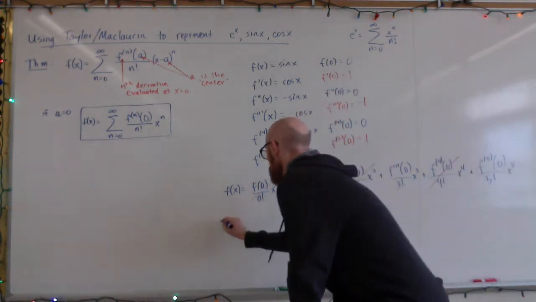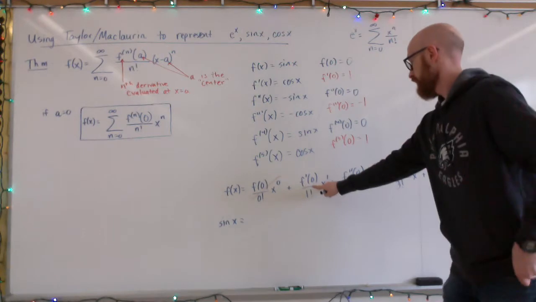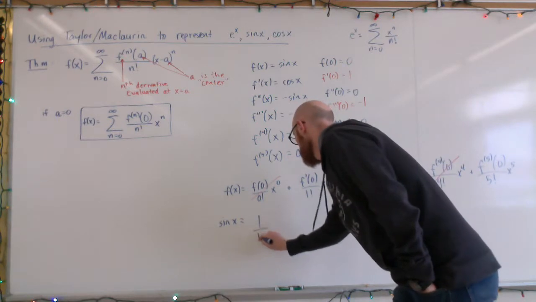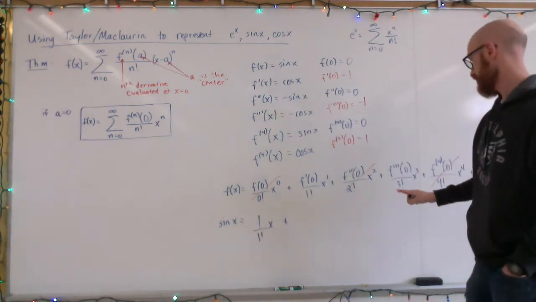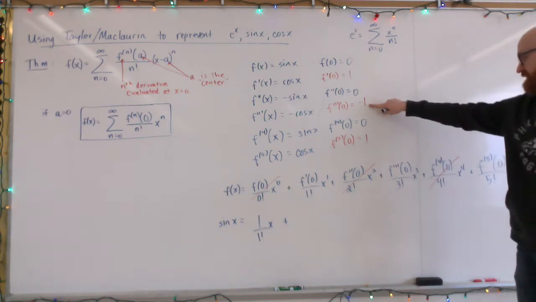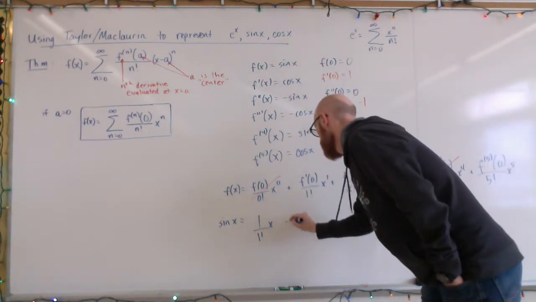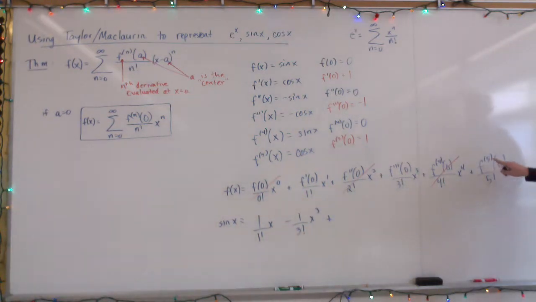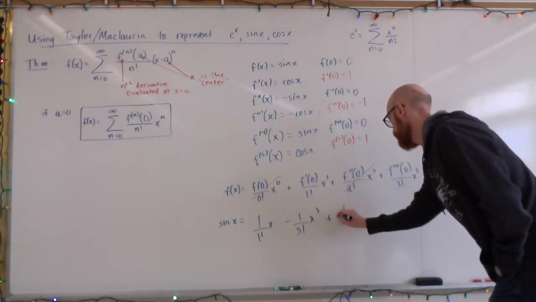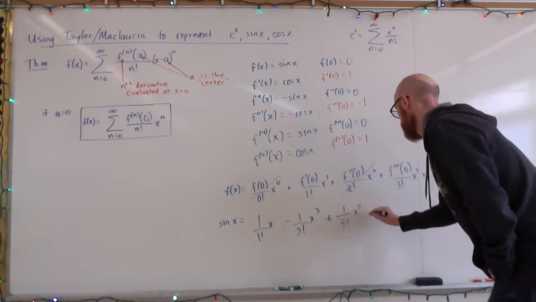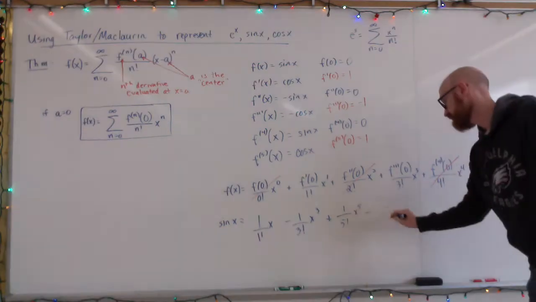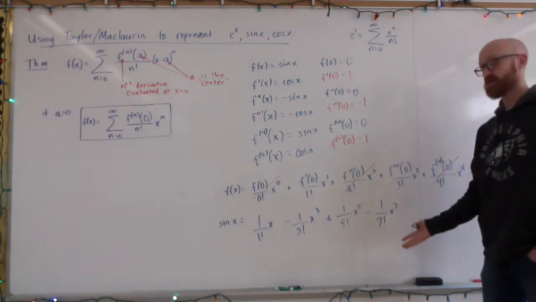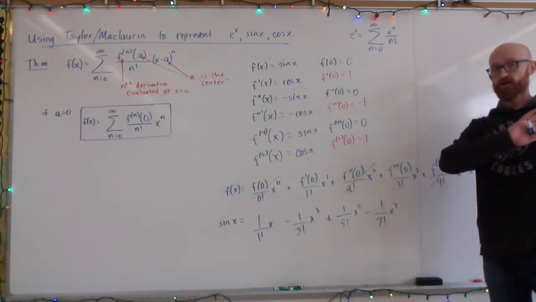So what do we have left? Well, f of x is sine of x. f prime of 0, that's 1, x to the first. And then f triple prime of 0 is negative 1. So it's minus 1 over 3 factorial x cubed. And then we have an x to the 5th that's going to be positive 1 over 5 factorial x to the 5th. And then I'm sure you can predict the next one, but it's going to be negative 1 over 7 factorial x to the 7th. So the sine function notably zeroed out all the evens.